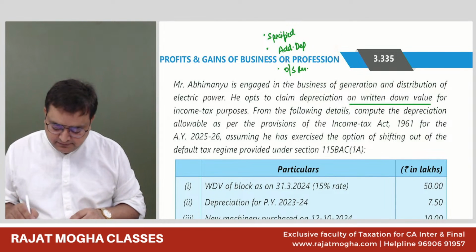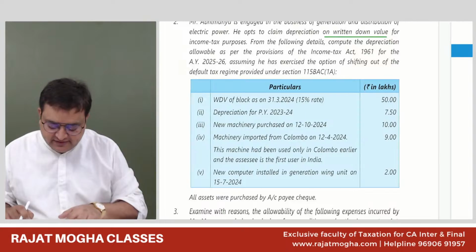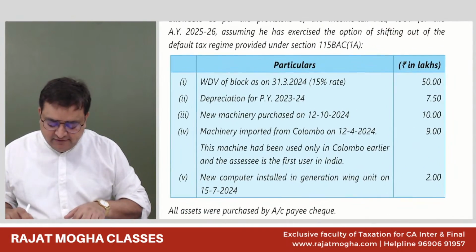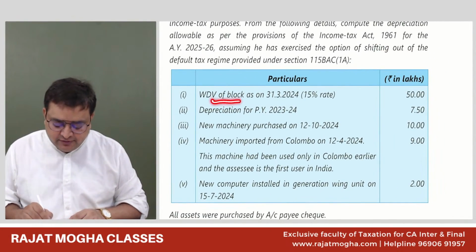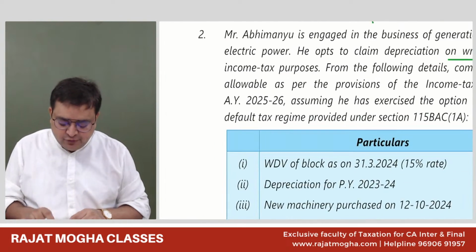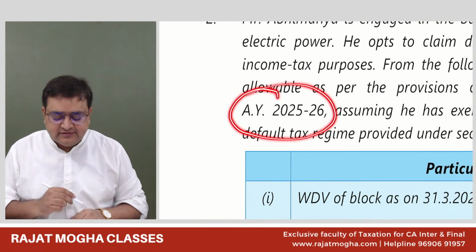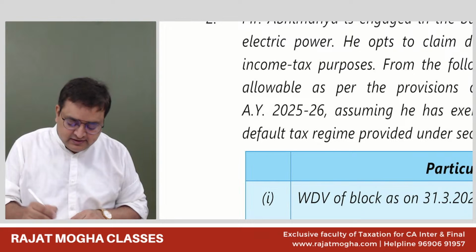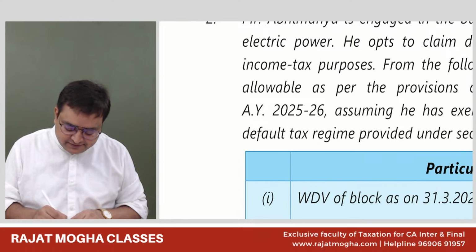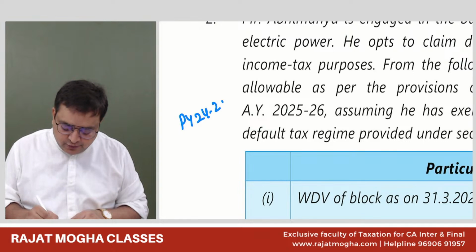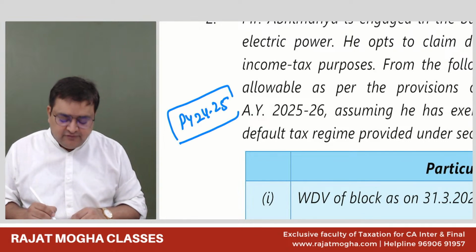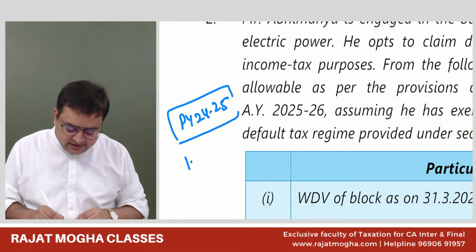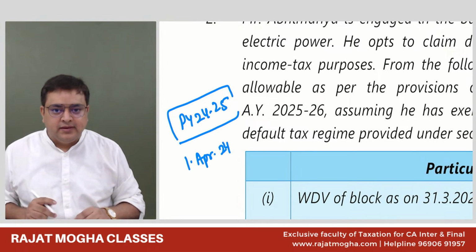Okay. Now let us compute his depreciation. It is given to us that the WDV of the block, we have to compute the depreciation for the assessment year 25-26. That is the previous year 24-25, which is starting from 1st of April 24, correct?